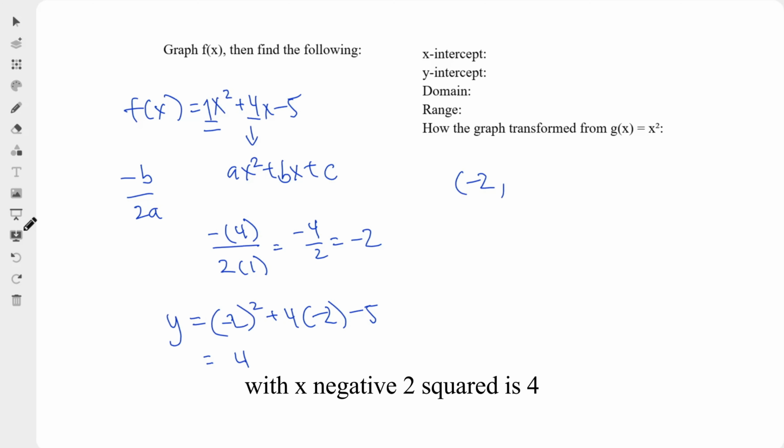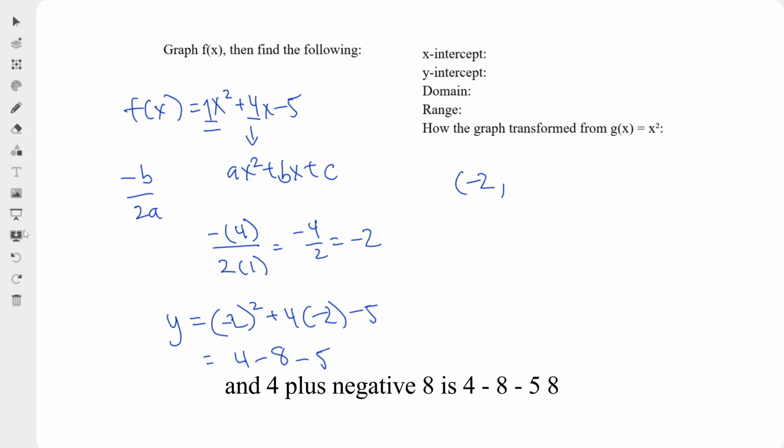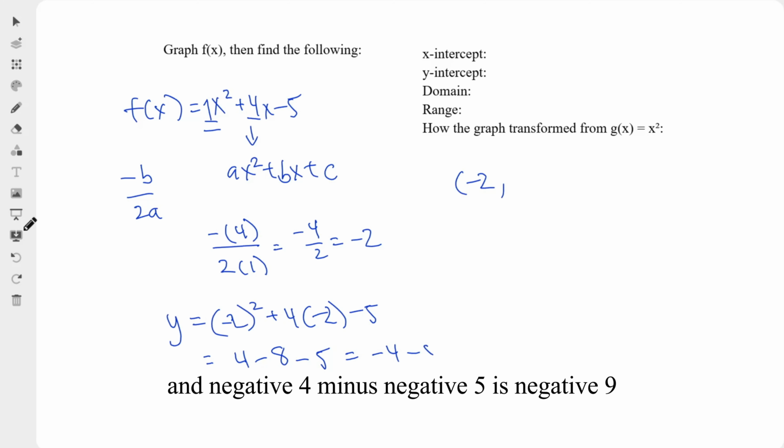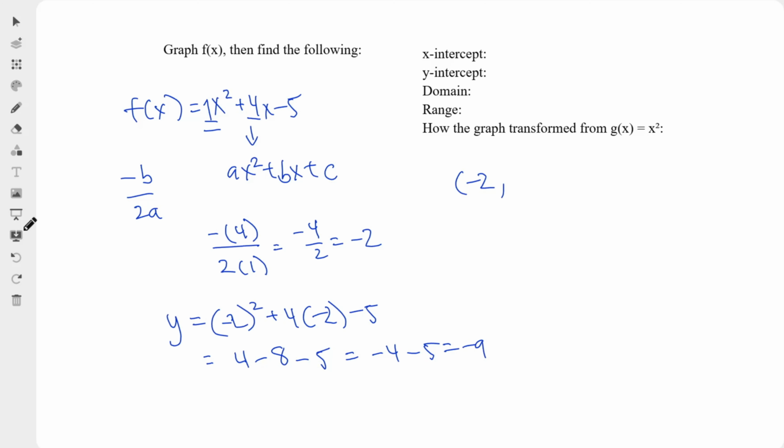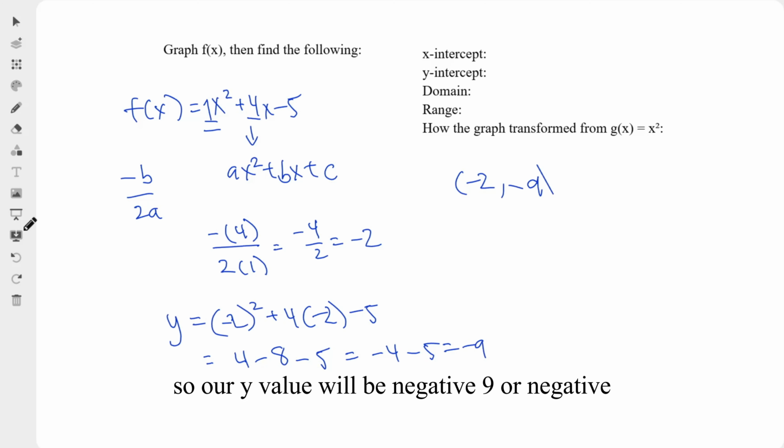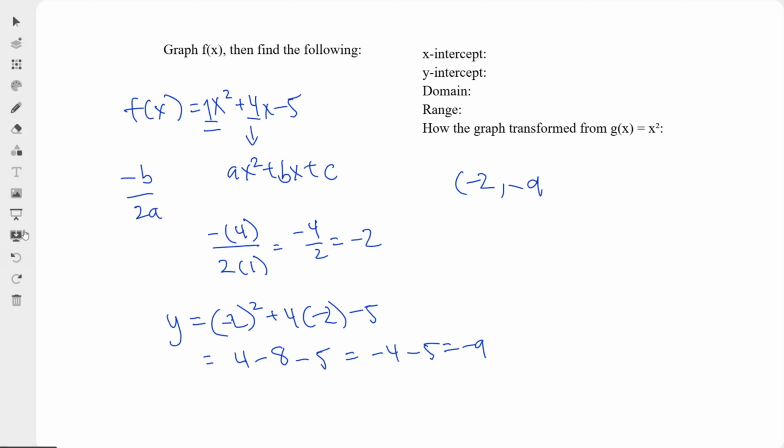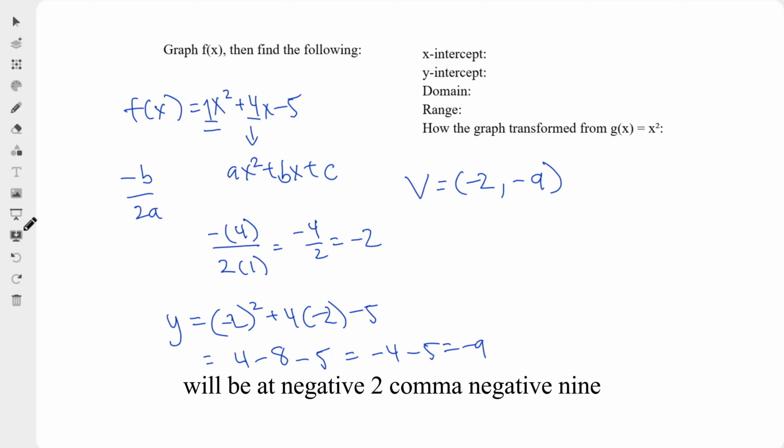Negative 2 squared is 4. 4 minus 4 plus 4 times negative 2 is negative 8, and 4 plus negative 8 is then 4 minus 8 minus 5, which is 4 minus 8 is negative 4, and negative 4 minus negative 5 is negative 9. So our y value will be negative 9. So our vertex will be at negative 2 comma negative 9.